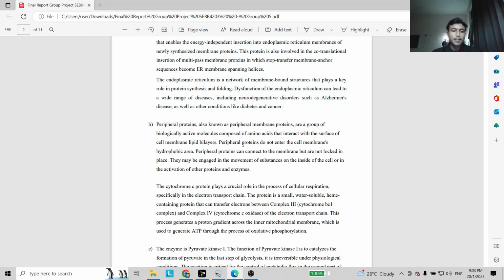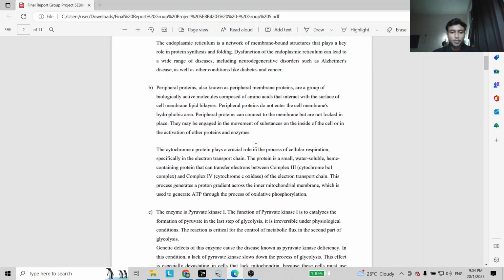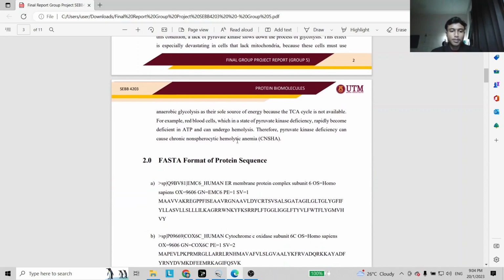The peripheral protein I researched is cytochrome C. Cytochrome C plays a crucial role in the process of cellular respiration and also in the electron transport chain. The protein is a small water soluble protein that transfers electrons between complex 3 and complex 4. So I'm going to move to the FASTA format.